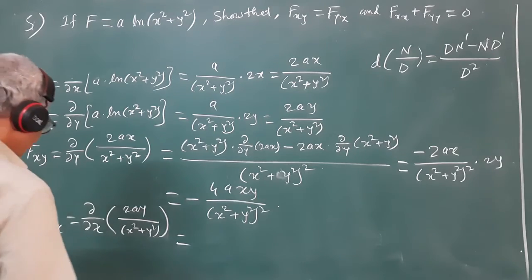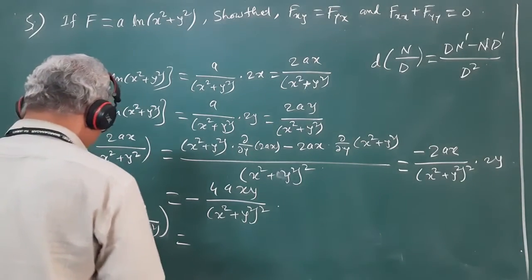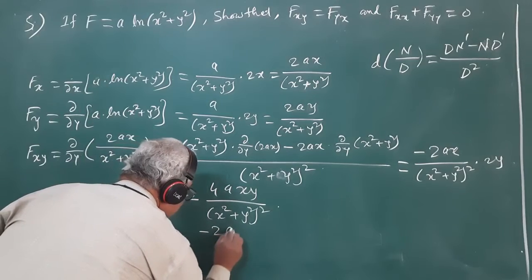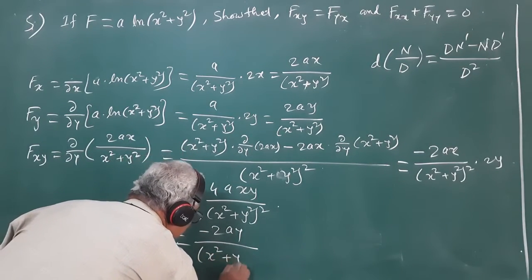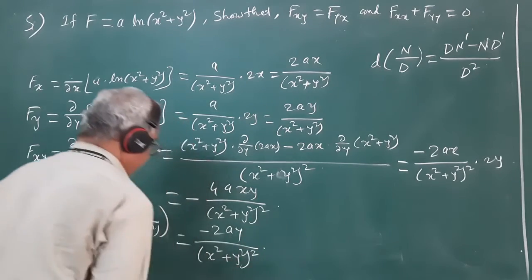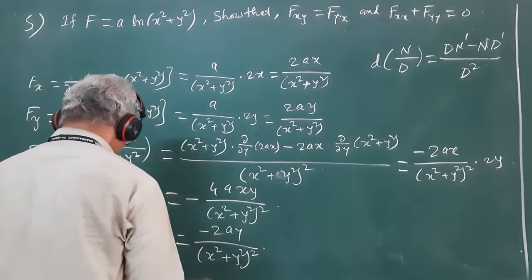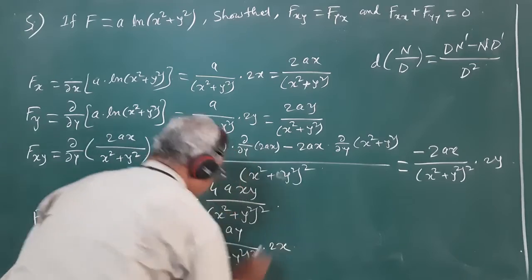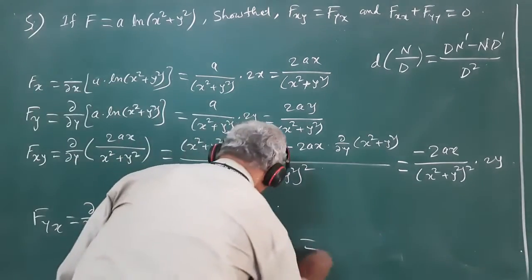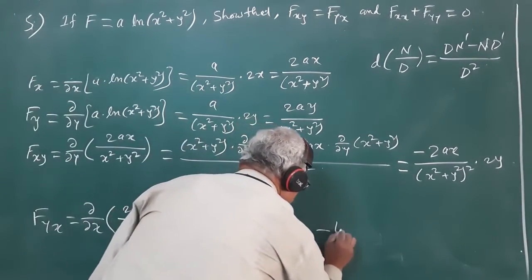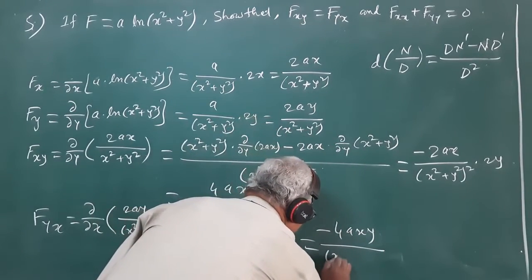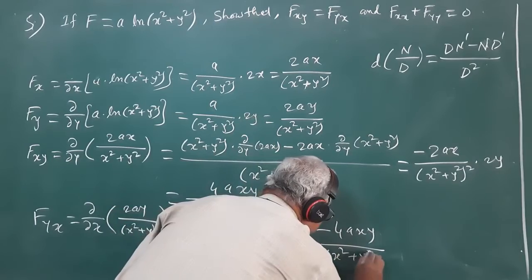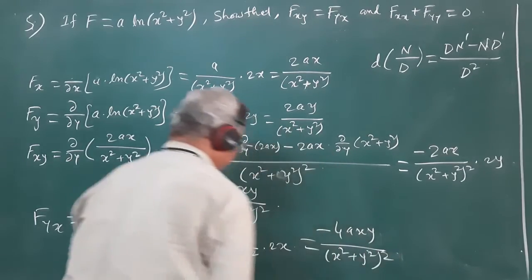So this is minus 2ay divided by (x² + y²) whole square into 2x. So this works out to be equal to minus 4axy divided by (x² + y²) whole square.